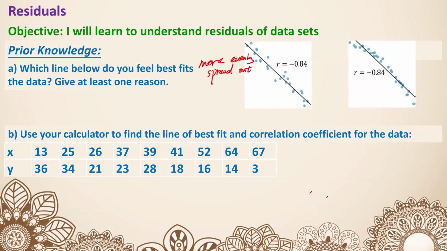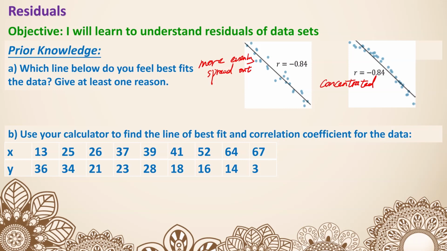Or you can say it's like consistently gathered around the line. You can also argue the second one because it seems to be more concentrated. And you can say the distance from the points to the line are kind of smaller compared to the first one. Either one. So far, we haven't learned exactly how to decide that. So as long as you have a valid argument, this is kind of just a question to get you thinking.